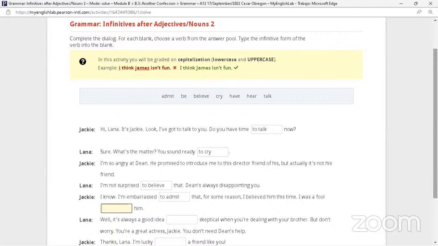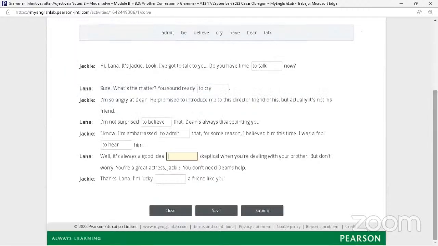Maybe to hear. I was a fool to hear him. No creo. Oh. Well, it's always a good idea. Okay, ya no tengo admit. Ya no tengo talk, hear. Cry tampoco, y believe tampoco. Faltan be y have.